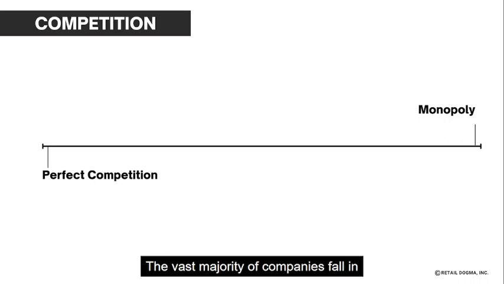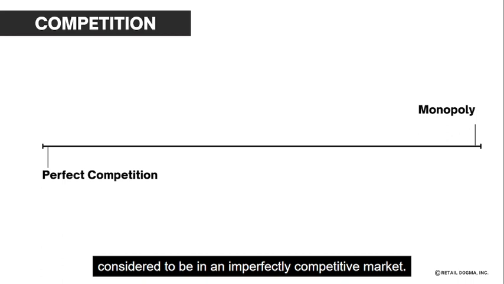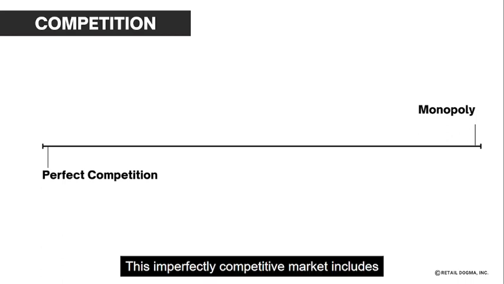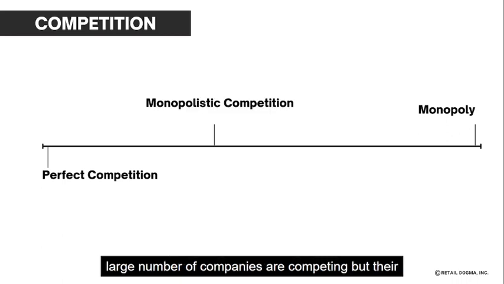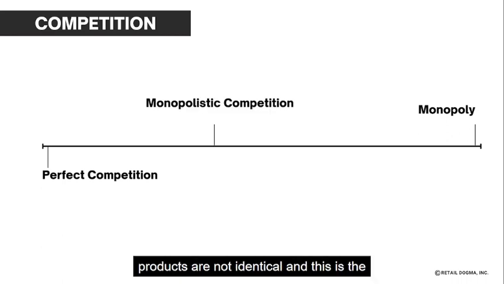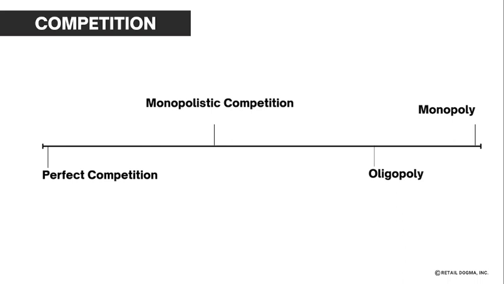The vast majority of companies fall in between those two extremes, where they are considered to be in an imperfectly competitive market. This imperfectly competitive market includes monopolistic competition, where a large number of companies are competing but their products are not identical, and this is the case for most retail companies. The other type is oligopolistic, where there are a few companies dominating a certain market.